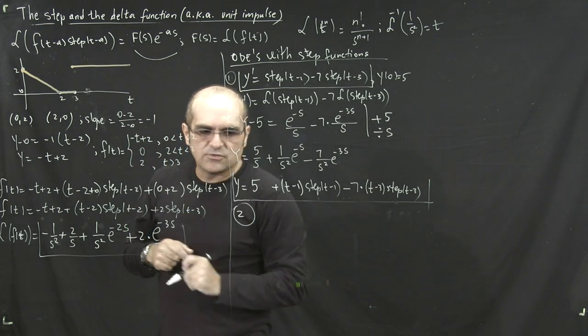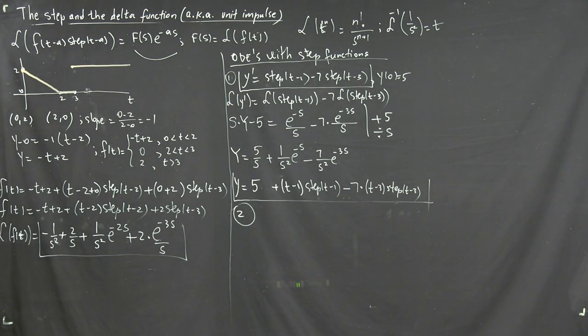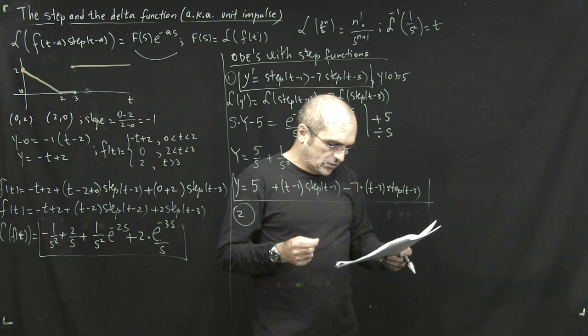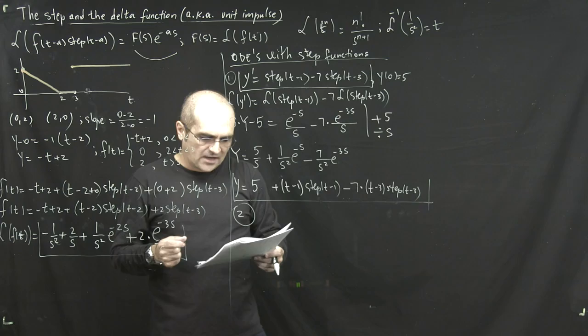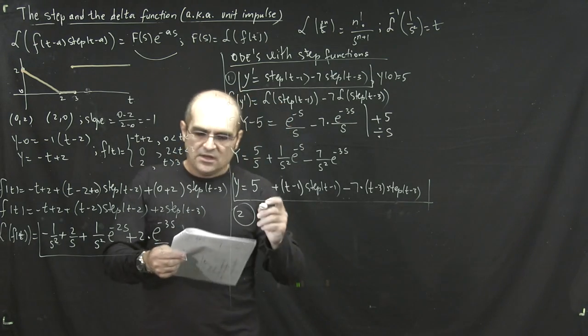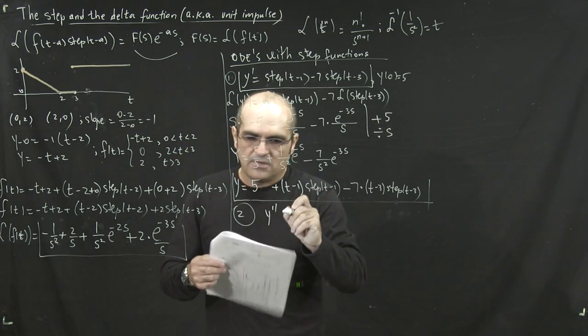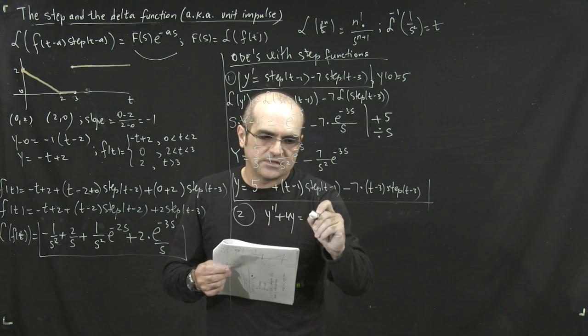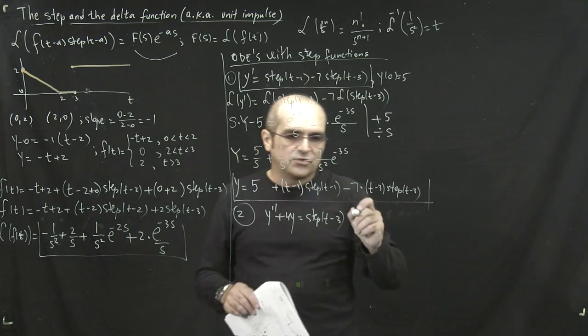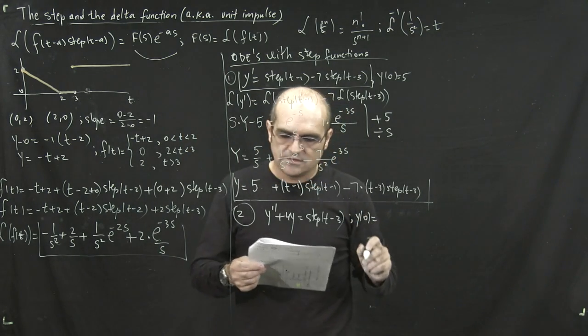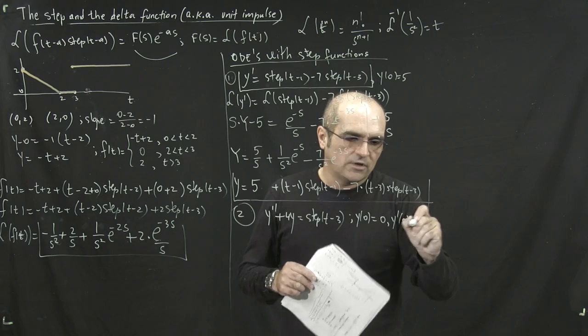Let's do another one. Let's do a second order this time. And there will be more examples in the notes, by the way, that you should actually go over. Let's do a second order, and again one that will force you a little bit to go over some algebra steps before you write the final answer. So let's do this one. Let's say you have to compute y double prime plus 4y equals step(t minus 3). And here we need two initial conditions. y of 0 equals 0. y prime of 0 equals 1.